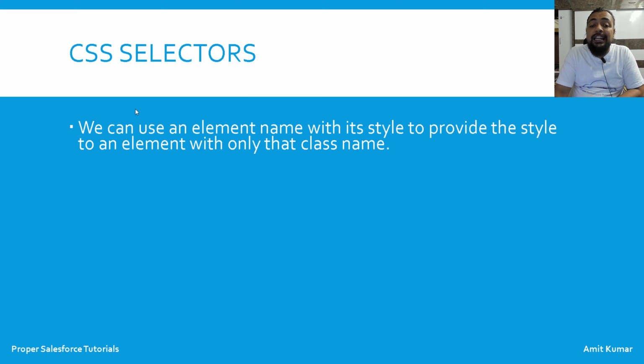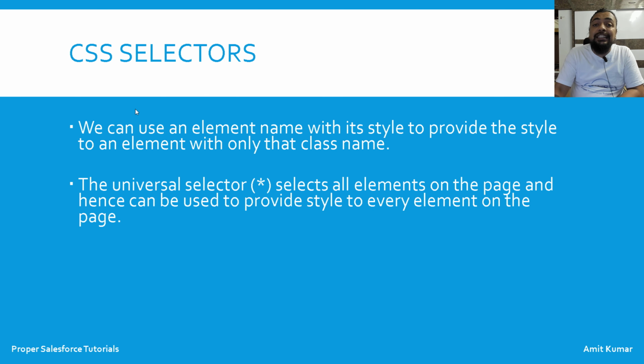Now we can use an element name with its class to provide the style to an element with only that class name. There is one more selector that we use, which is known as the universal selector or asterisk symbol, which selects all the elements on the page, hence can be used to provide style to every element on the page.